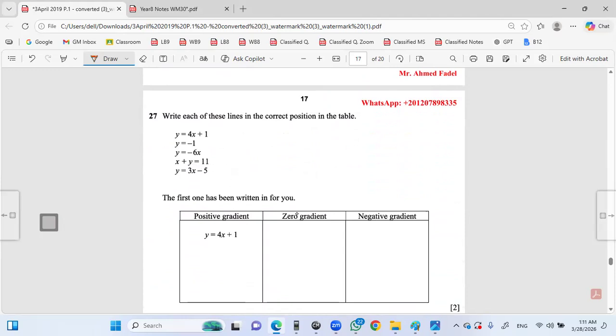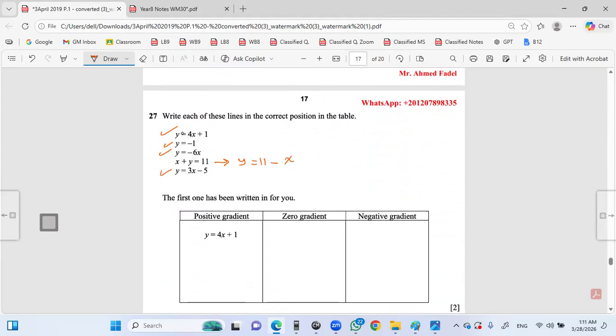Here, they're asking about the gradient. So I need the y to be the subject in all of them. The first one is done for me. The second, the third. But the fourth one is not done for me. I need y to be the subject. So it is y equals 11 minus x. The positive x goes there, minus x. And here the y is the subject already.